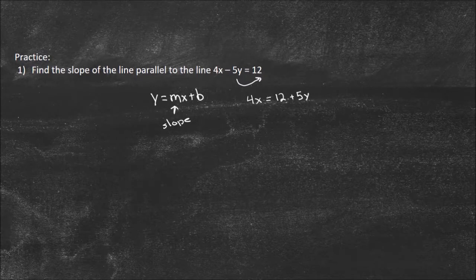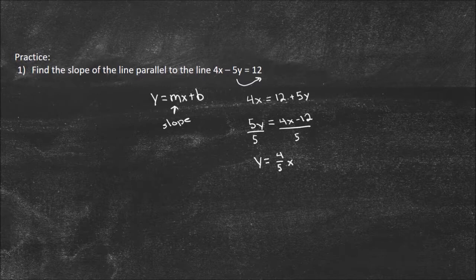Now I'm going to bring the 12 over and change the sign, so bring the 5y to the other side. So 5y equals 4x minus 12. Okay, and now I'm going to divide everything by 5. If I divide one side, I have to divide the other. So y equals, and I'm going to do each one at a time, 4/5 x minus 12 divided by 5. And I want the slope of a line that's perpendicular to this. Well, that has to be 4/5 because it has to be the slope of this line. So the slope has to be 4/5 if it's going to be parallel.